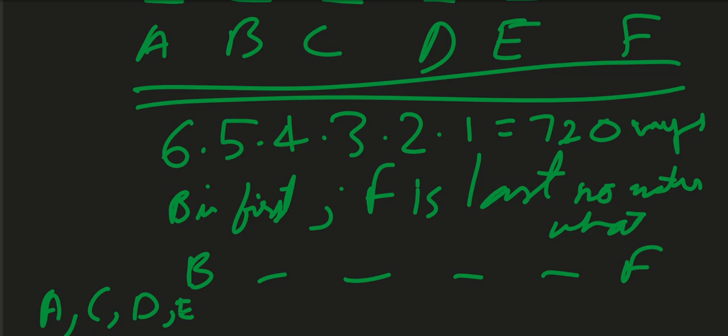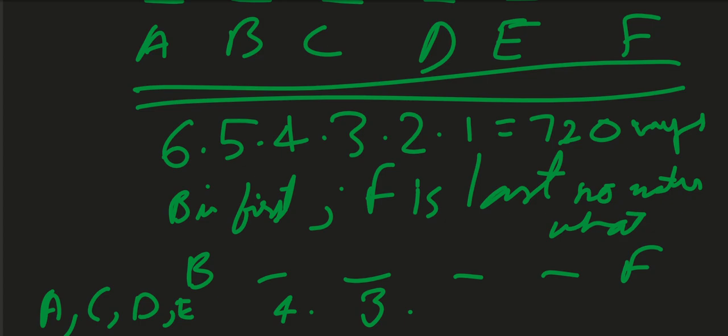4. Who said 4? Abhinav. Okay, Abhinav, you're right about the 4, but it's actually 4 factorial, because you have 4 choices for this.